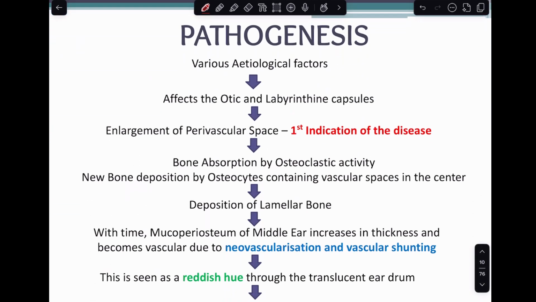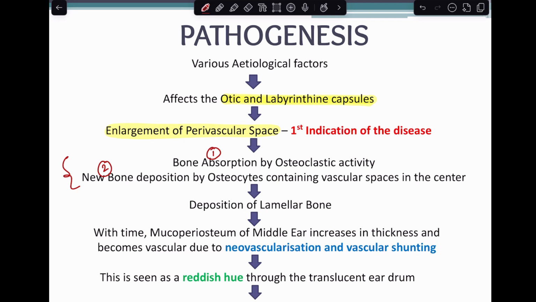Now, all of these etiological factors, the hereditary factors, genetic factors, viral factors, autoimmune factors, all of these combined, they affect the otic and the labyrinthine capsule. This leads to our first indication of the disease, which is enlargement of the perivascular space. This leads to two activities. One is bone resorption occurring by the osteoclasts, and secondly, new bone deposition by the osteocytes, which contain vascular spaces in the center. These two activities together lead to the deposition of more lamellar bone.